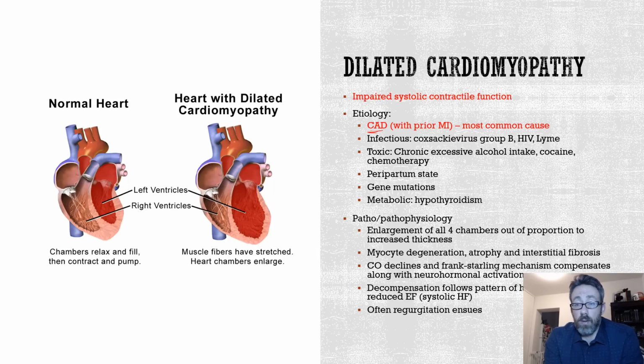Other etiologies that would affect the muscle tissues would be something like infectious, so viral, Coxsackie virus, HIV, could be something like Lyme. Something toxic, excessive alcohol intake can cause that, cocaine, chemotherapy, peripartum state, so after pregnancy. That can actually fully recover sometimes. Gene mutations, okay, so it can be familial in some respects. Metabolic could be something like hypothyroidism causing it.